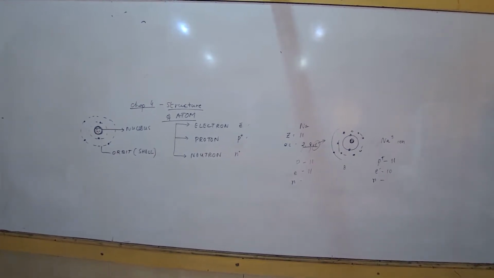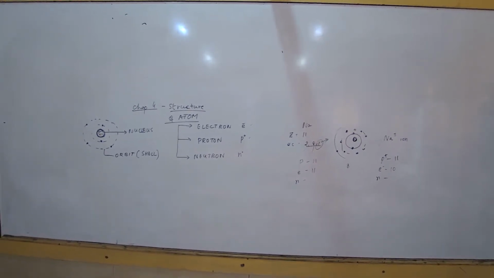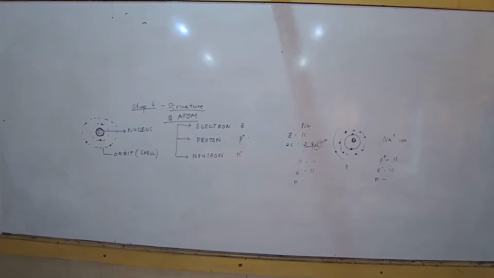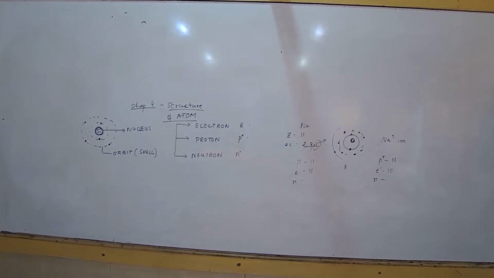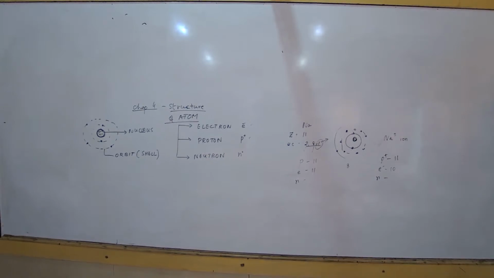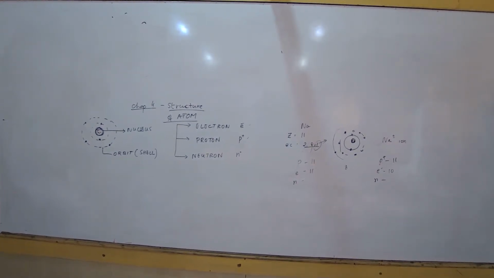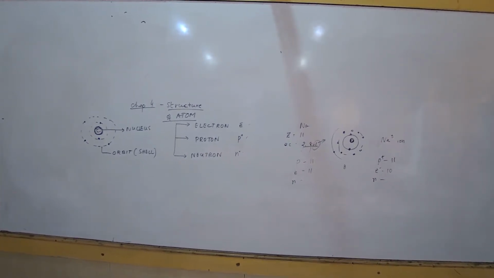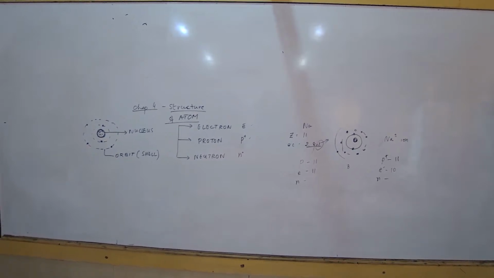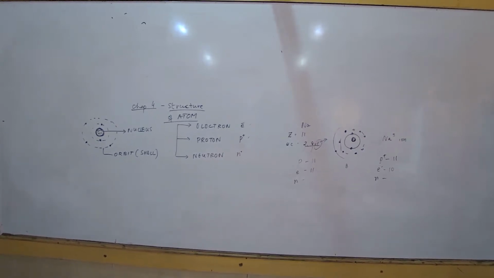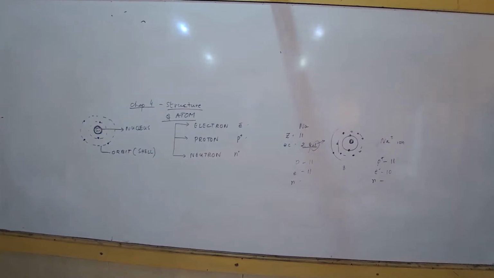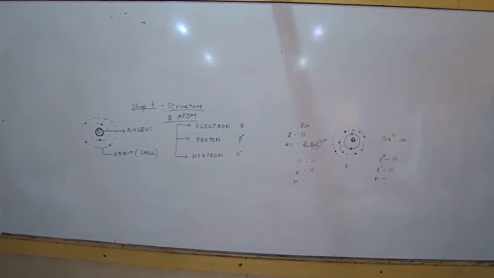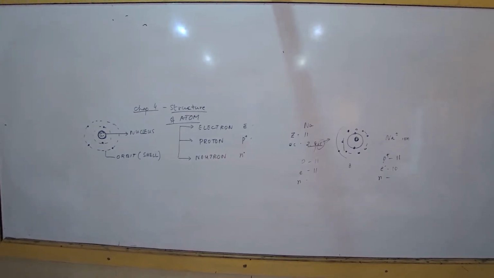What is the last step? Proton, which is positively charged. Where is it present? It's present inside the nucleus. Is that okay? Neutrons are not taking part in any reaction. They are neutral. So it's always present inside the nucleus. Did you get it?